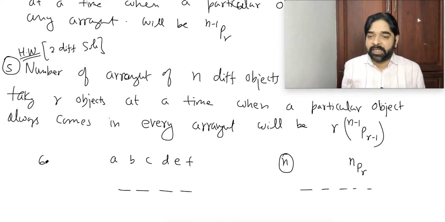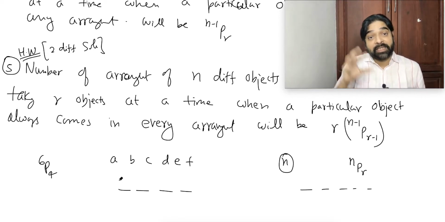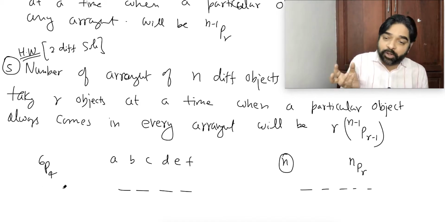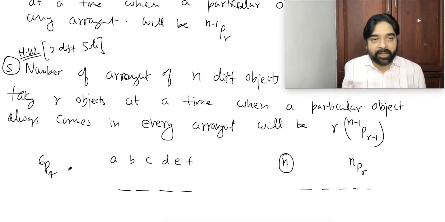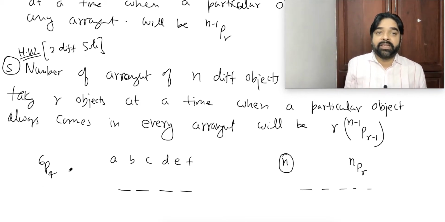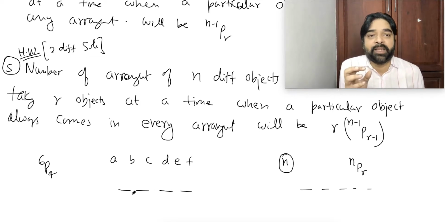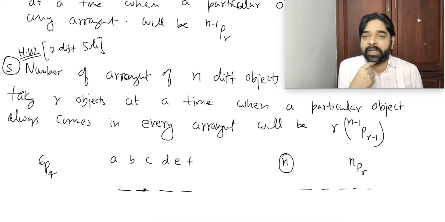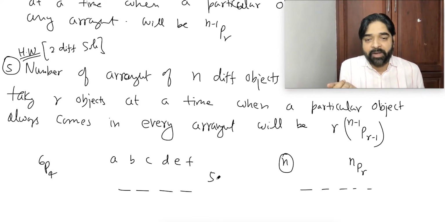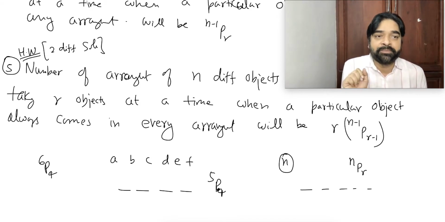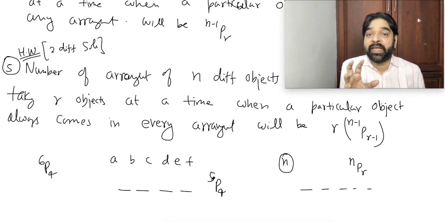6P4 is the arrangement in which A is there, and that case is also included when A is not there. So what will I do? I will try to find out how many cases there are when A never comes in the arrangement. How many ways can we arrange so that A never comes? That will be 5P4. We already discussed this part. 5P4 is the number of ways when A never comes.